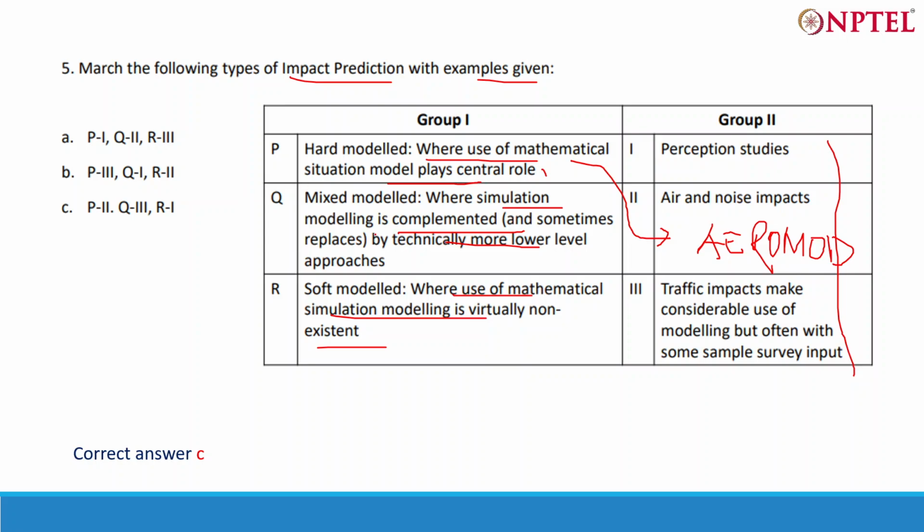Mixed modeling is basically traffic impacts, with considerable use of modeling. There are emission factors which are actually measured on the ground, and they can be multiplied with kilometers traveled to directly get the emissions data from the vehicle. So it's kind of a mixed model. Soft model is basically perception studies.